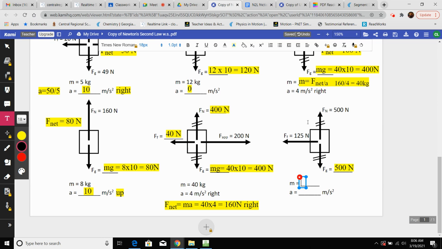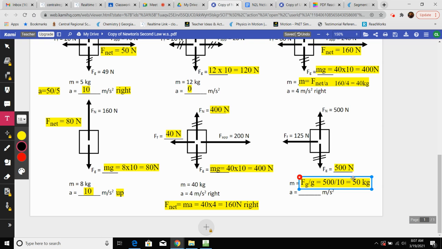So we can do weight. No, it doesn't work here. Weight divided by gravity, right? So we're going to do 500 divided by 10, which gives us a mass of 50 kilograms.